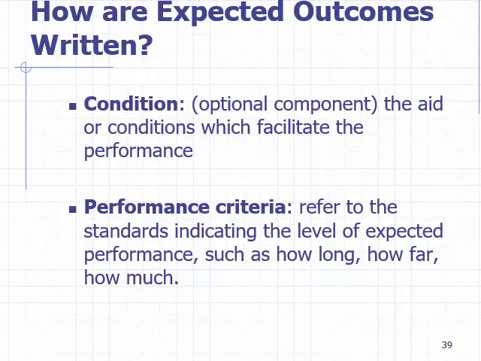Condition. This is an optional component. It does not always have to be included in your nursing outcome diagnosis outcome. It's the aid or conditions which facilitate the performance. For example, with the use of a cane, with the assistance of physical therapy, with the assistance of family, with the use of medication and diet therapy.